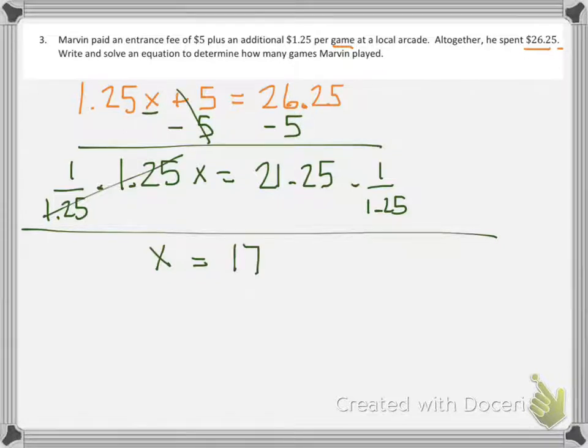So X equals 17. And remember, we said that X was the number of games. So how many games did he play? He played 17 games. All right, there's exercise 3.